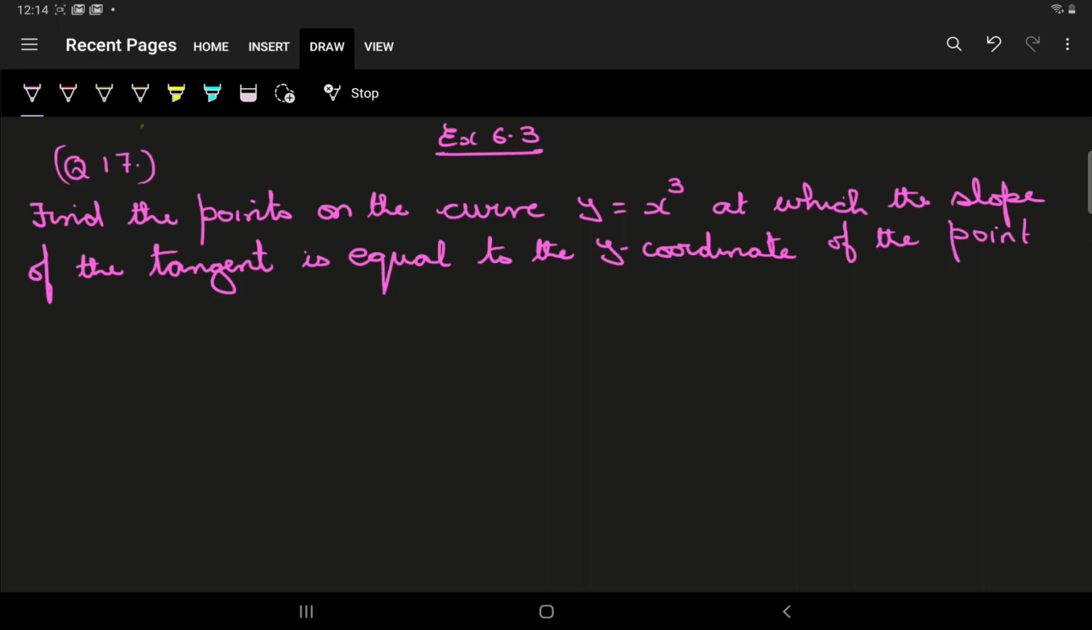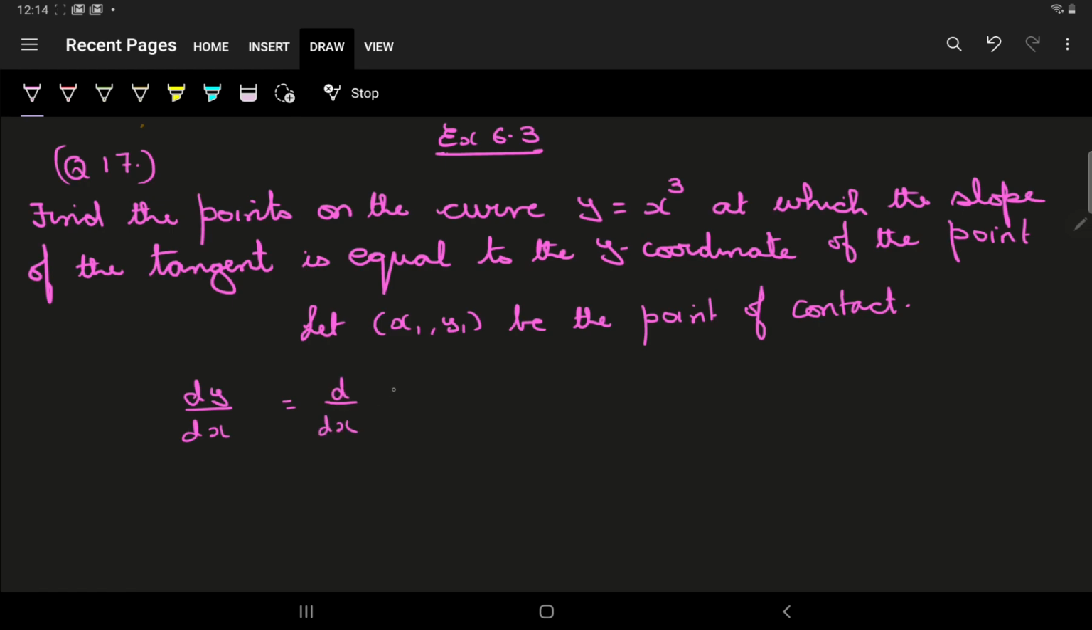Well, so we know that the slope of the tangent is dy by dx at the point of contact. So, let us assume that x1 y1 is the point of contact. So, let x1 y1 be the point of contact. So, let us find dy by dx. So, dy by dx is equal to d by dx of x cube, which is equal to 3x squared.